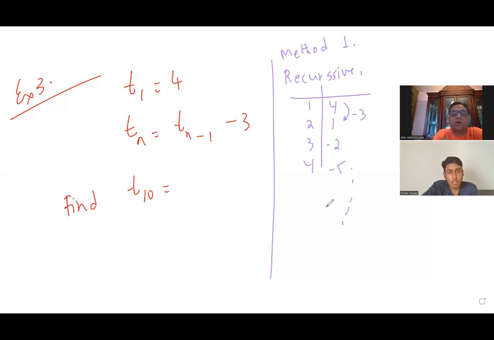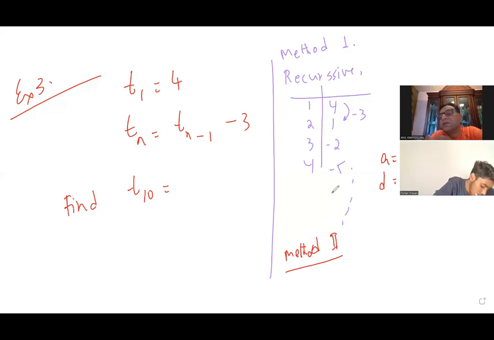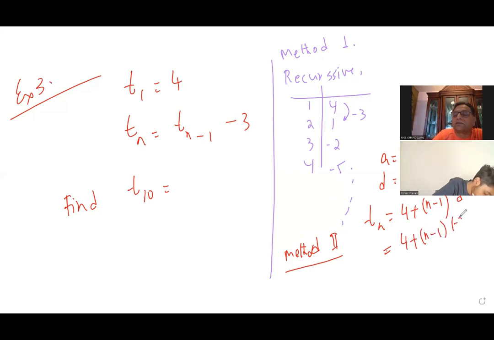Another way, method 2. You know A is 4 and difference is minus 3, correct? Because you're subtracting 3 each time. So Tn will be directly written as 4 plus n minus 1 times d. D is known to you as minus 3, right? 4 plus n minus 1 times minus 3. And you can open the bracket, 4 minus 3n plus 3, and you get minus 3n plus 7.